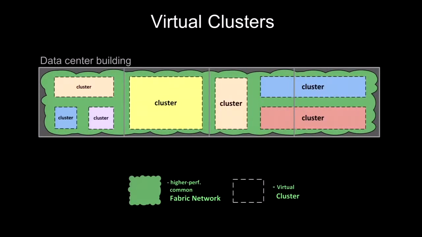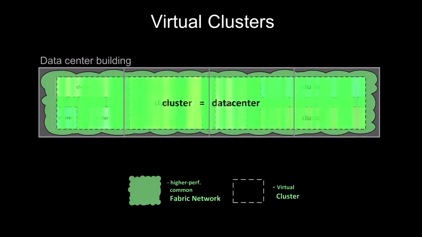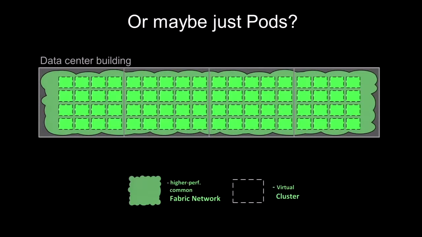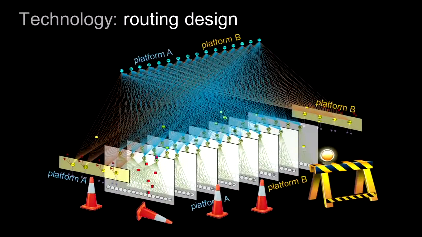But we kept the clusters the same, opening up the possibility for them to evolve. Like, by using more pods, clusters can become bigger. Cluster can span suites. Eventually, we can evolve to a definition of data center being a cluster, or we can go with just pods. We have the flexibility to do it.